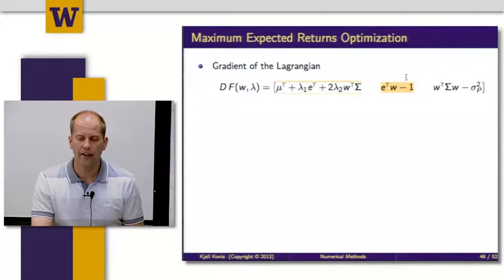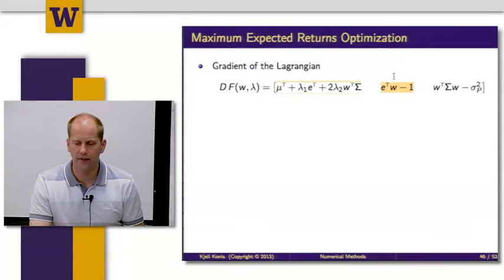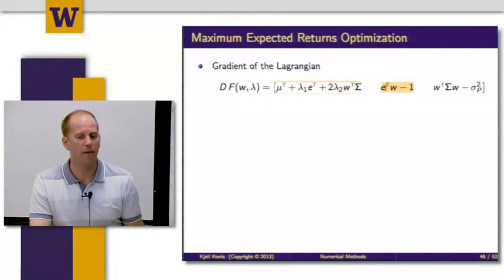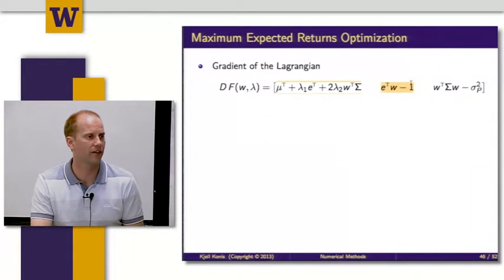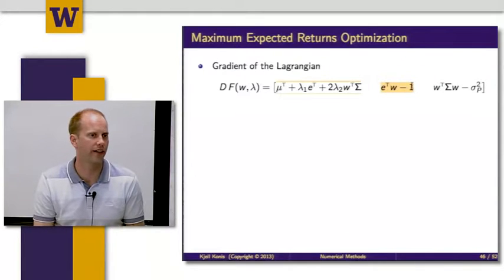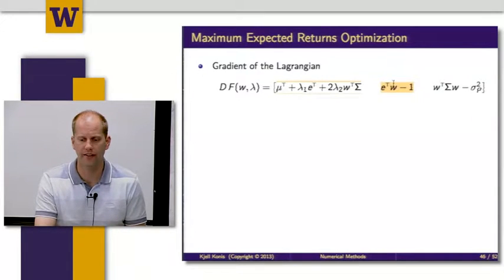Then for the second part of the gradient, I have E transpose W. That's just going to be a dot product. This is a single row times a single column, so that's a scalar quantity. And then when I subtract 1, that's also a scalar quantity. So this is 1 by 1.